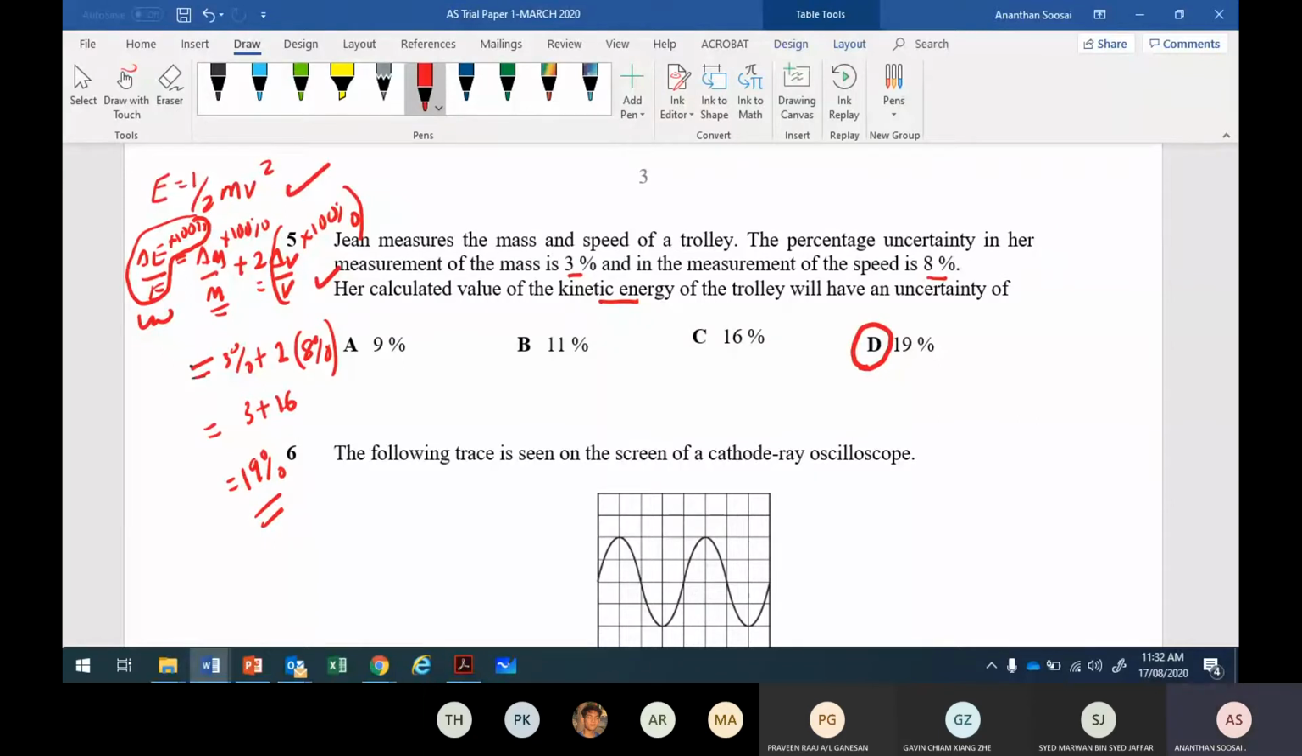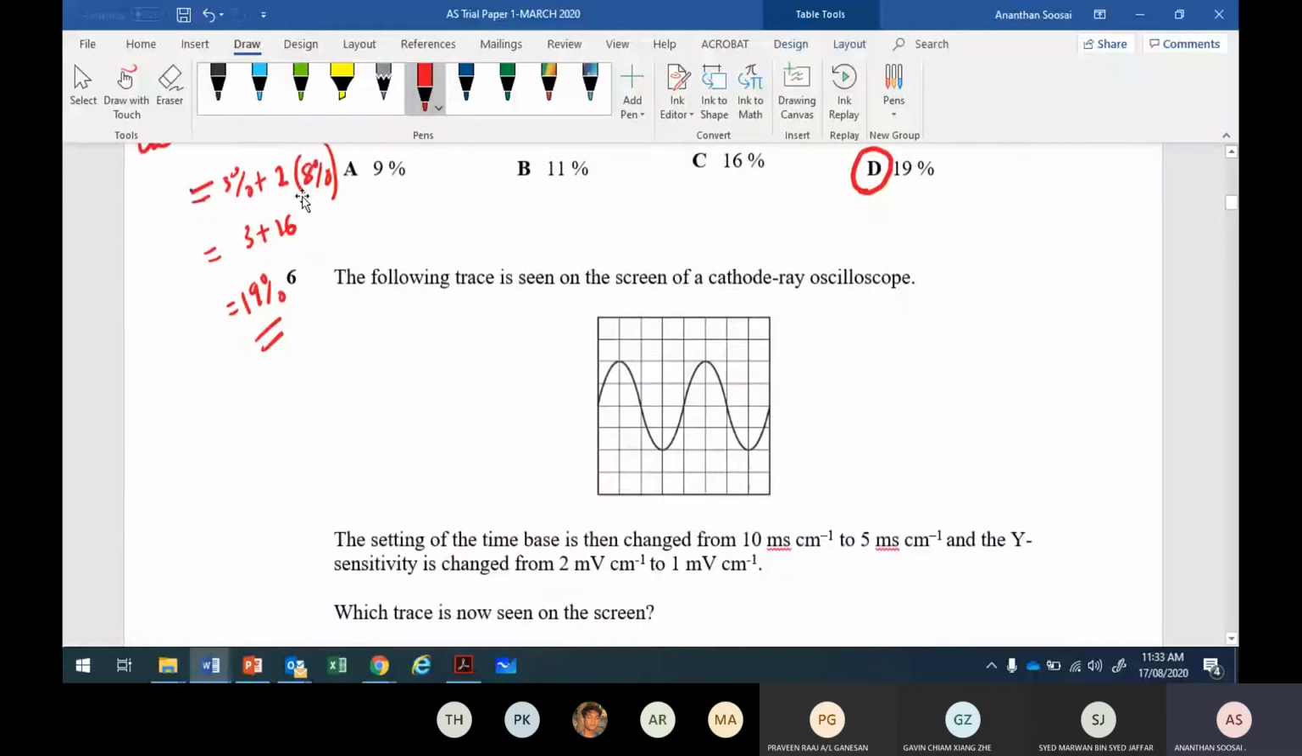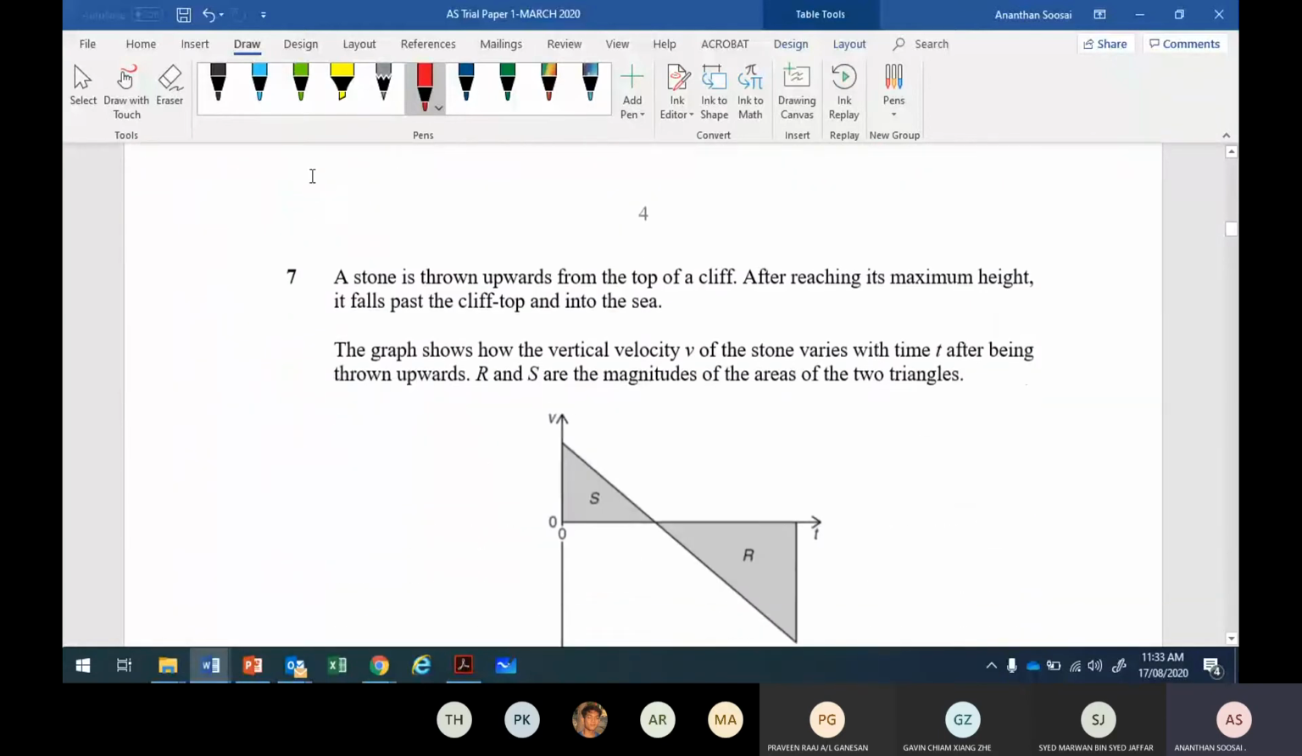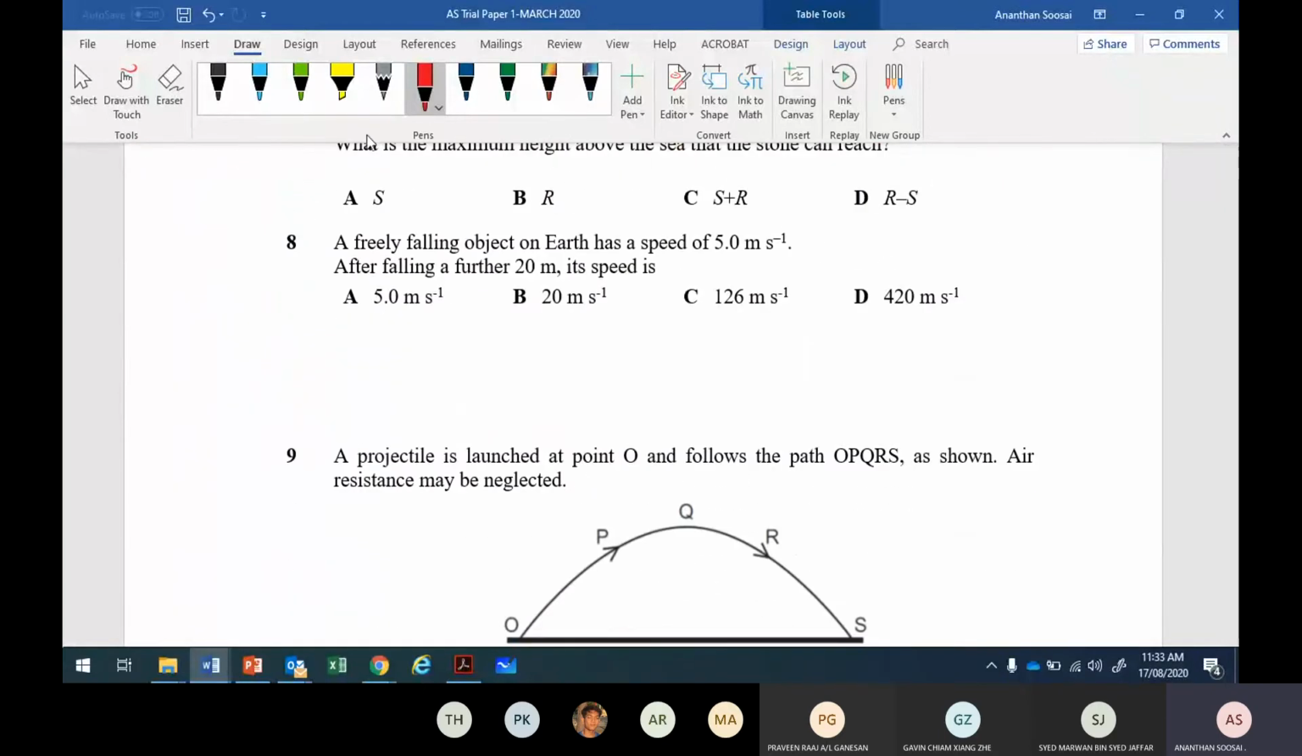Can you understand? Any other question? Teacher, number 8. Okay, the others, come on, give it a try. Number 8, you might also have the same problem.